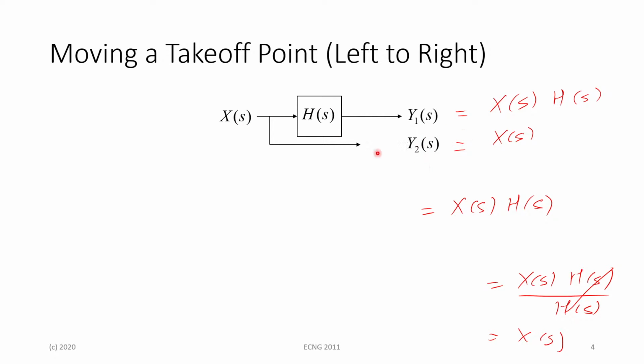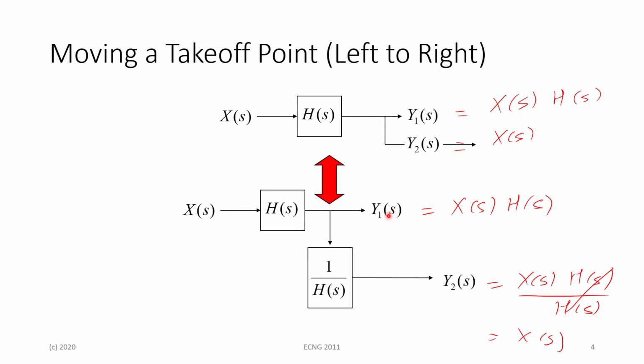When we move from the left of the h of s block to the right of the h of s block, we need to maintain our equations for y1 of s and y2 of s. So y1 of s here is still x of s multiplied by h of s, just following the straight flow. For y2 of s, we need to make sure that it's equal to x of s.